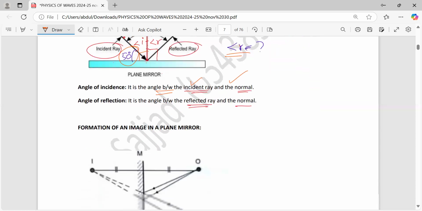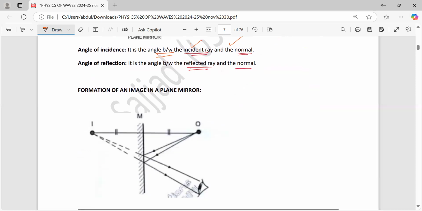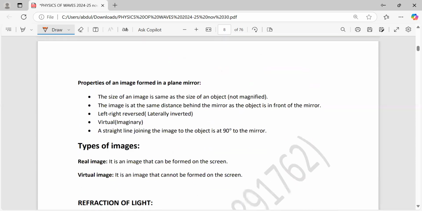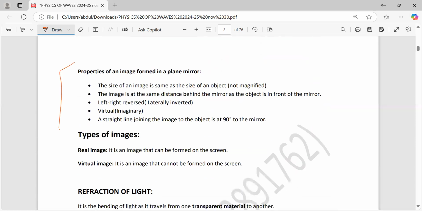So now, formation of an image in a plane mirror. This I will explain to you as a shortcut, but before that I have to discuss a few things with you. Properties of an image formed in a plane mirror.